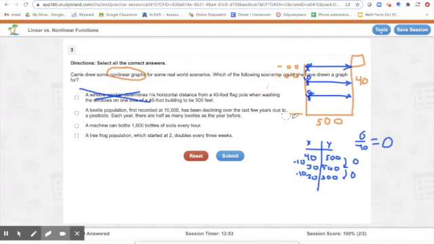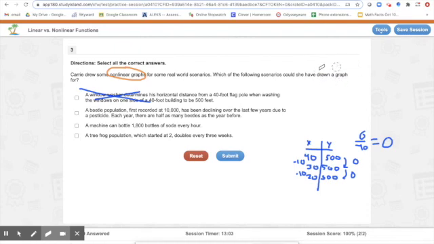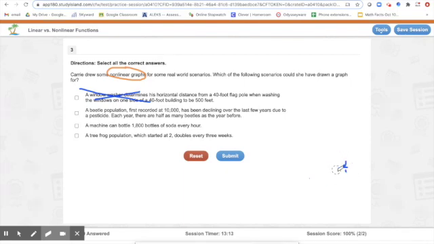All right. So while I'm erasing this, I'm going to try to read at the same time. A beetle population first recorded at 10,000 has been declining over the years due to a pesticide. All right, so it's decreasing. Each year, there are half as many beetles as the year before. So let's think about that for a second. I'm going to draw another table.